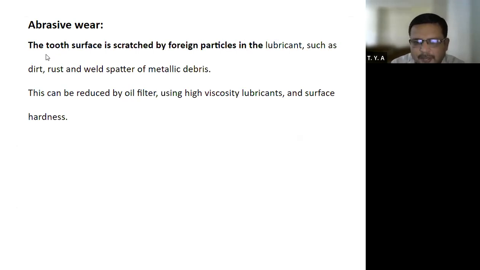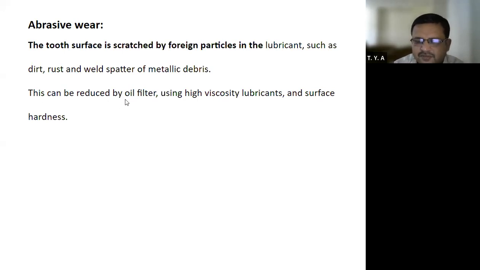Abrasive wear. Write down this. The tooth surface is scratched by foreign particles in the lubricant, such as dirt, rust, weld spatter or metallic debris. This is the reason. Therefore, what is the remedy?